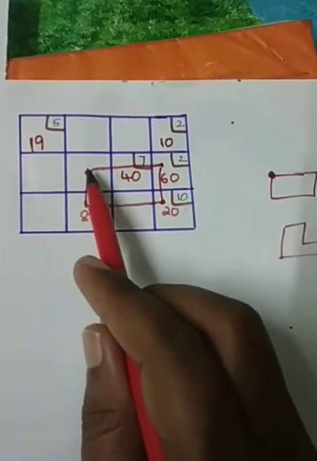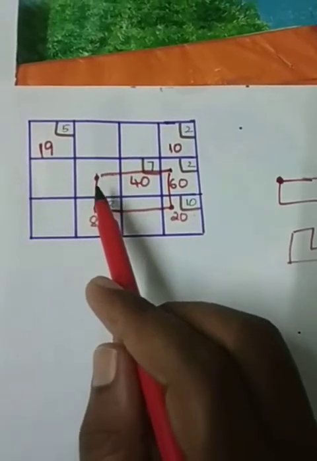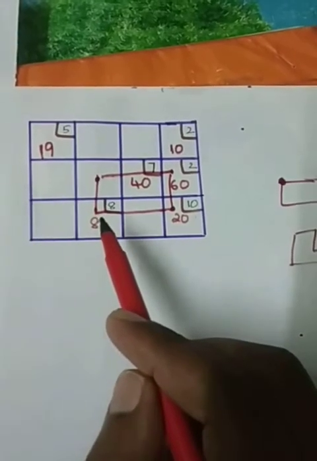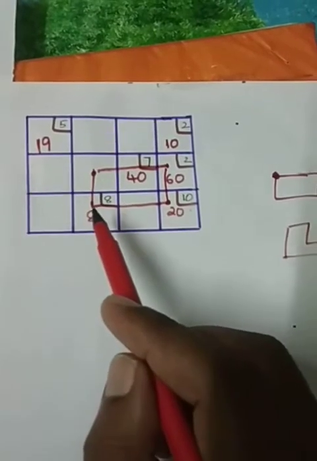So I have started drawing the loop from here. You need to cover the cells in such a way that at each and every corner you should have an occupied cell. So that is what I have done.